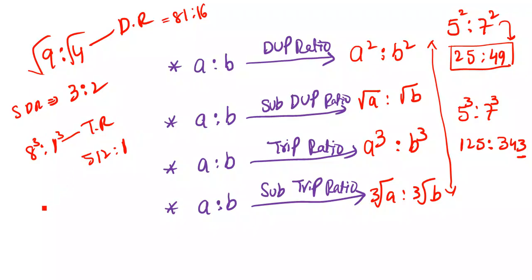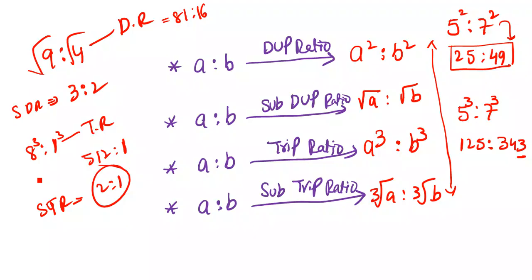Next, 8 is to 1 subtriplicate ratio is how much guys? Subtriplicate ratio is 2 is to 1. Right, very good. So 2 is to 1 guys. Clear guys, all of you?